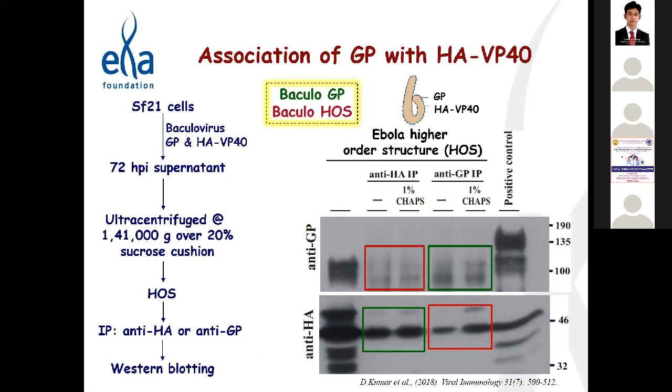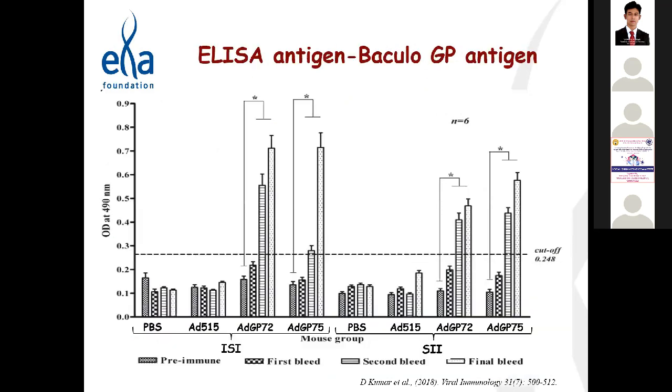Since our idea was to use it as an ELISA antigen, we went ahead and used it as an ELISA antigen. We used two ELISA antigens: one is baculovirus-expressed glycoprotein alone, or the higher order structure. These two were used as ELISA antigens, apart from the mammalian-derived ELISA antigens that I showed earlier. When we use the baculo-GP antigen, we could see that there is again a spike in the response in the groups which received the AD GP72 or the AD GP75 vector, while the response is low in the PBS and AD5 control adenovirus groups.